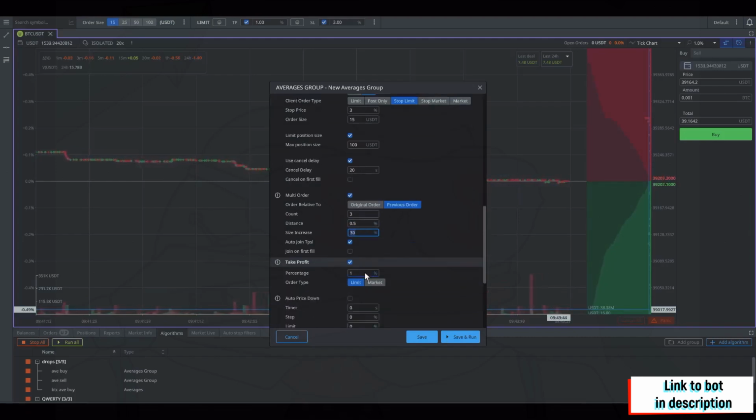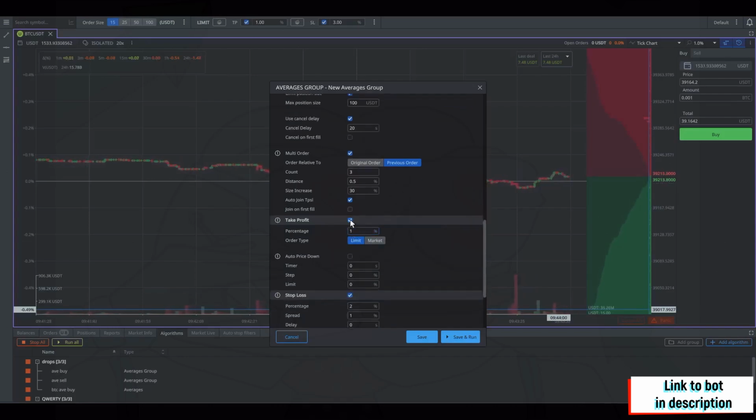Auto join take profit stop loss sets whether the take profit stop loss orders opened by the algorithm are to be joined together after the cancel delay or not. Join on first fill joins all current take profit stop loss orders connected with the current position after the first order execution. Take profit percentage says the distance to take profit from the price at which the order has been executed. Order type allows you to choose the order type which will be take profit when a position is opened.